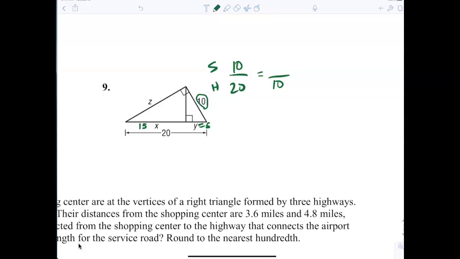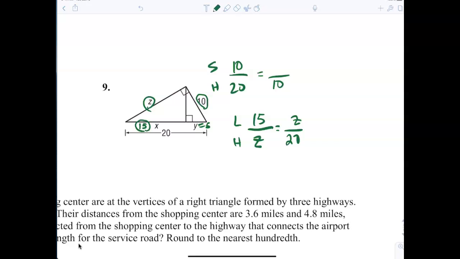Now, the only thing I'm missing is z. So right now I can say I have 15 over z. If I put 15 over z, that is a hypotenuse and a long leg. So now I need a hypotenuse and a long leg. My hypotenuse is 20 and my long leg would be z. How's that?